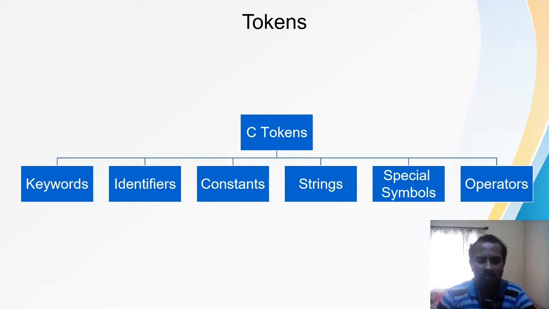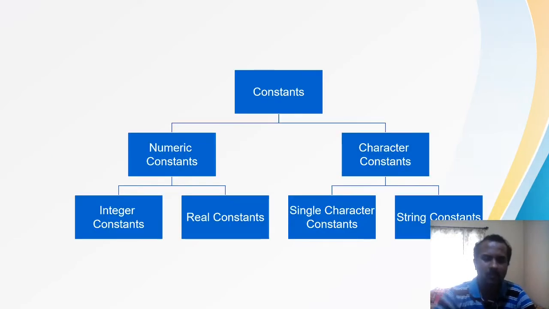Constants are those values which cannot be changed during the execution of the program. An identifier is just the name of a function or any data value. Keywords are predefined words which have a definite meaning and they cannot be changed. Constants can be divided into two types: numeric constants and character constants, that is, integer constants and real constants, and single character constants and string constants. As already mentioned, they cannot be changed.